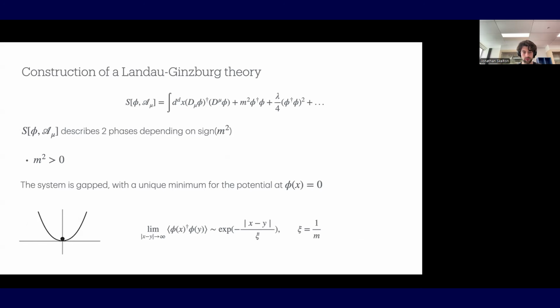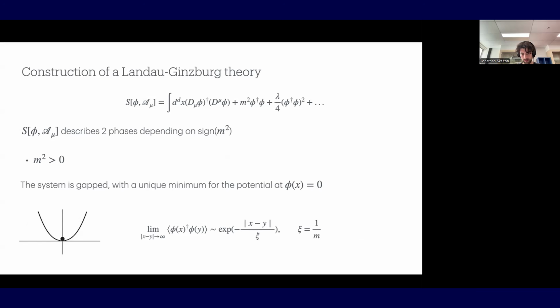Then if you have m squared positive, you have the minimum at phi equals 0, right? And we say that the system is gapped. It just means that to go from the ground state to the first excited state, you have a gap energy because it's a massive particle. And you can compute the two-point function in the limit where you have large scale separation, and you can prove that it decays exponentially, meaning that we are in the unbroken phase. I didn't show it, but you can show this by really defining the two-point function.